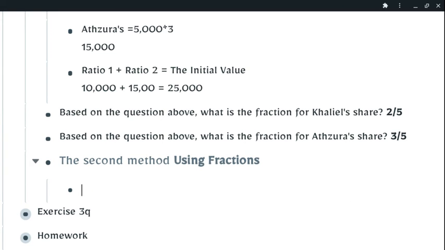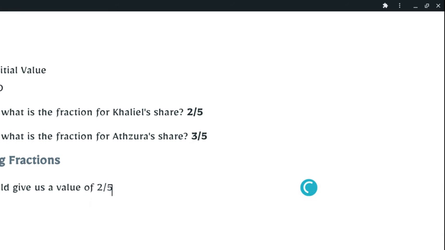Okay, there we go. Now, remember one last time, because I have a very bad memory. What was Khalil's share? 2. All right, so we're going to write this. The smaller share would give us a value of 2 divided by 5. Let's put that in brackets. 2 divided by 5.